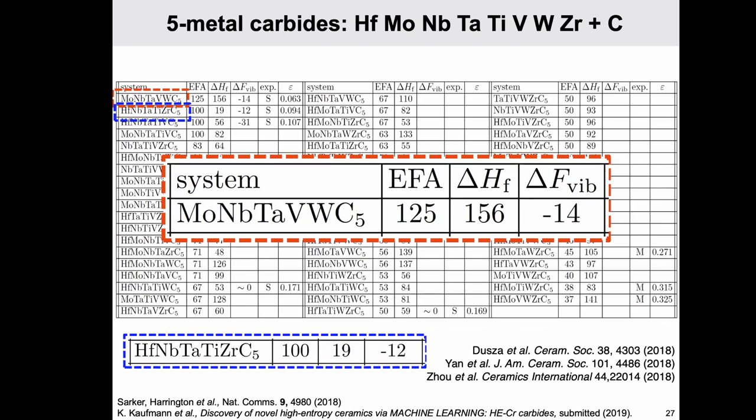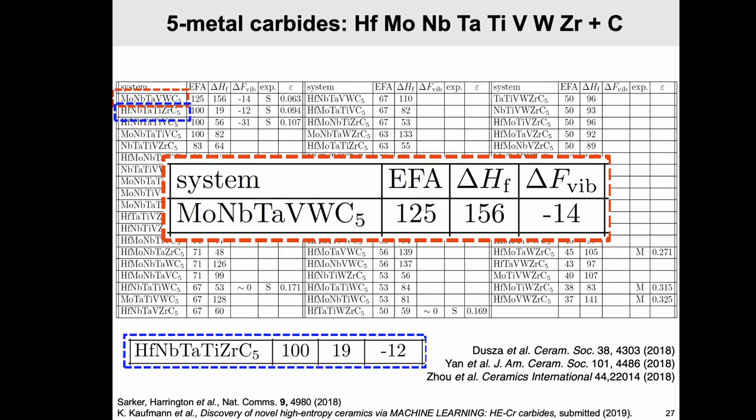So this phase is kind of obvious. In fact, it was reported a few months even before us. Why is it kind of obvious? Because hafnium carbide is cubic. Niobium carbide is cubic. Tantalum carbide is cubic. Titanium carbide, zirconium carbide. So all the precursors are cubic. Actually, they are rock salt. So if I mix rock salt with rock salt, most likely I will form rock salt.